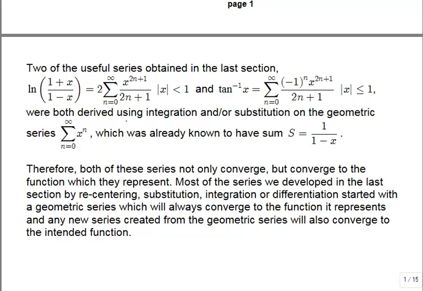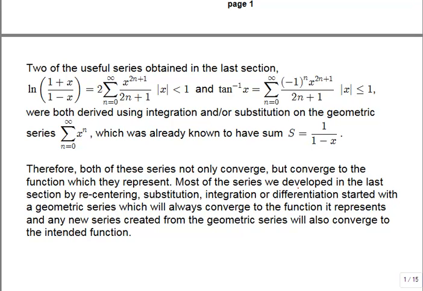Both were derived using integration and/or substitution on the geometric series, the sum of x to the n, which we already know has the sum 1 over 1 minus x. This comes from that formula a over 1 minus r. Now, since both of these came from a formula or a power series that we already knew converged, we know that both of these series not only converge, but they converge to the function which they represent.